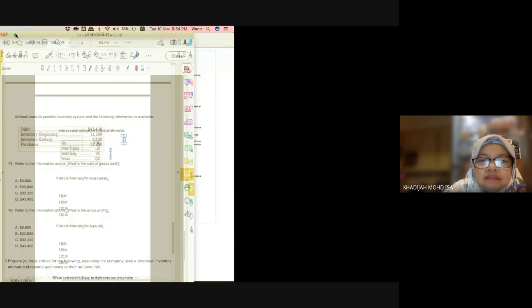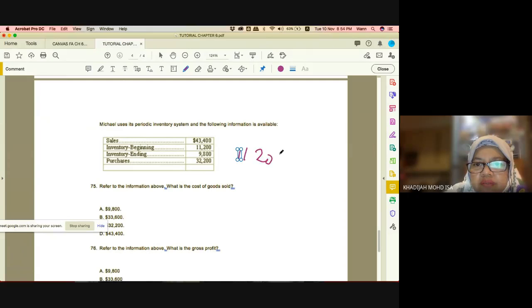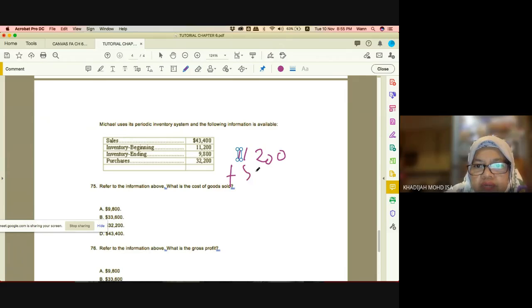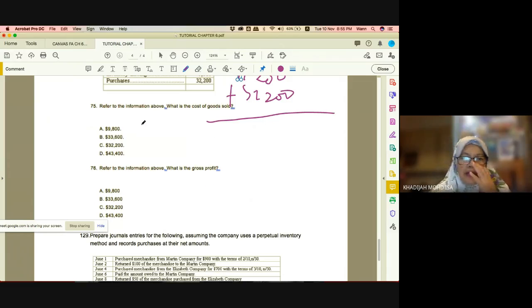11,200 plus purchases 32,200. Then you get goods available for sale. Okay, 11,200 plus 32,200. That is goods available for sale 43,400. Then minus your closing, which is 33,600... That would be your COGS. Dapat tak? So it should be 33,600.